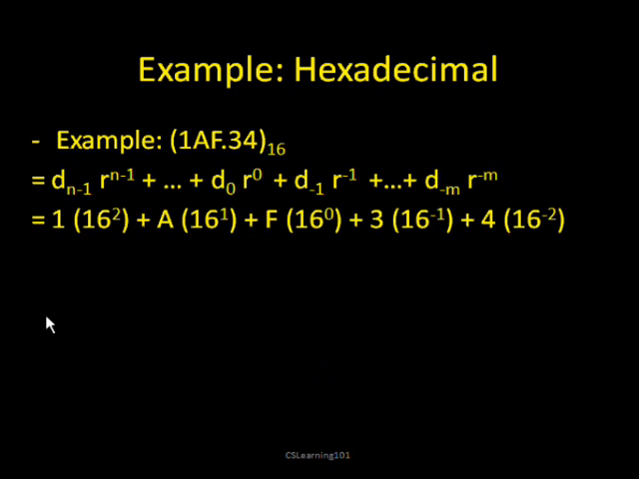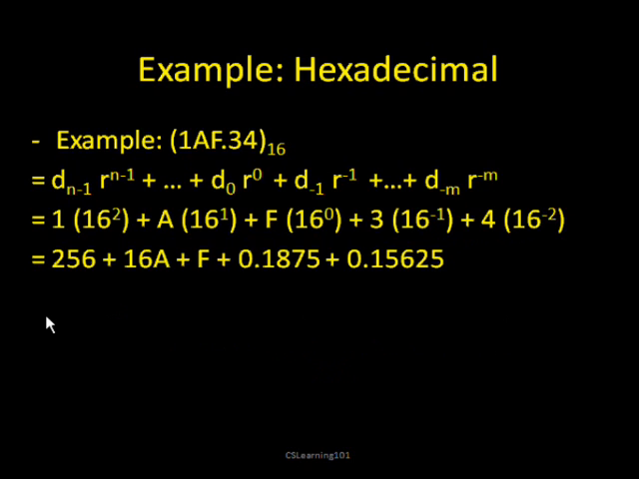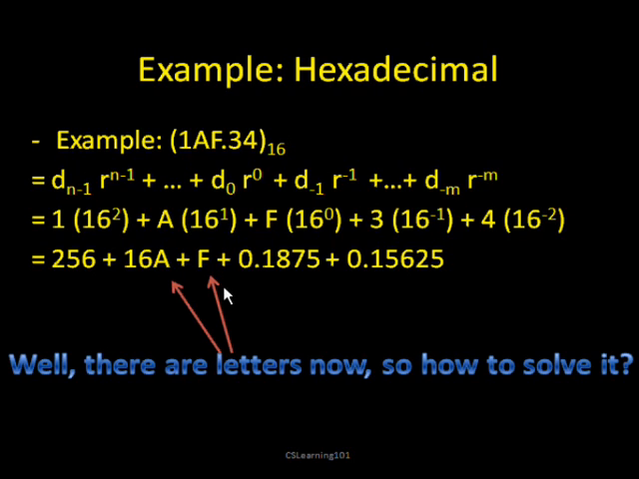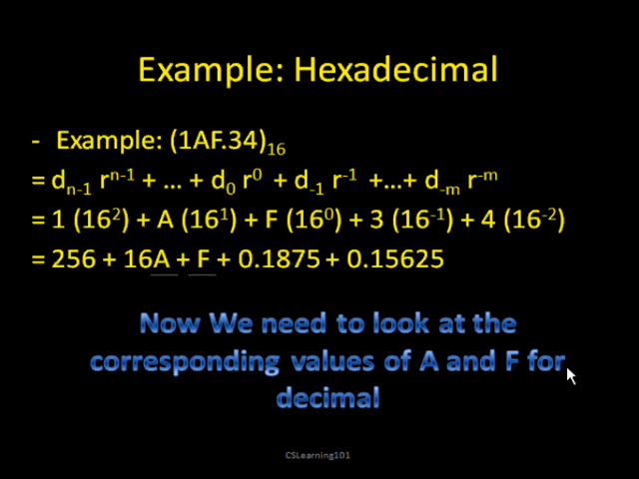And if you calculate that out, you get this statement, 256 plus 16A plus F. Now we have letters in this formula. What do we do with the letters? Well, you have to know what hexadecimal stands for, and to do that, it helps to look at the corresponding values of A to F for decimal in a table.